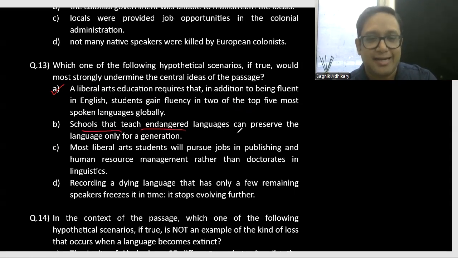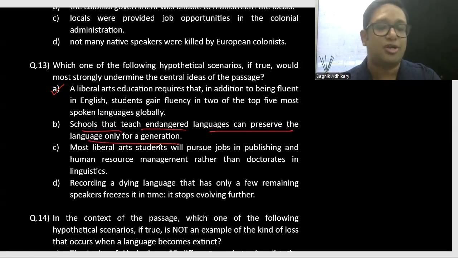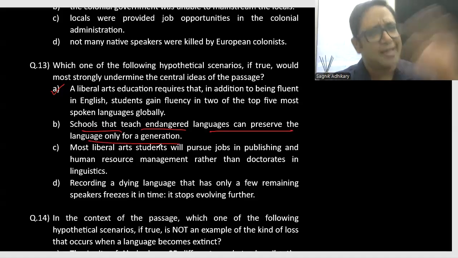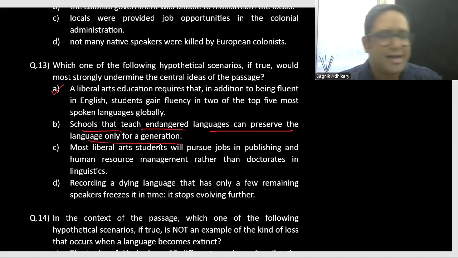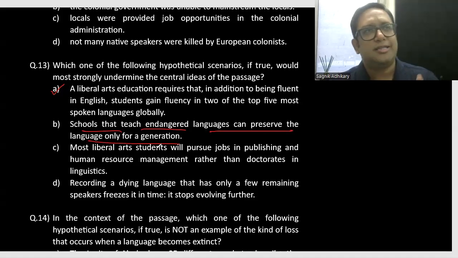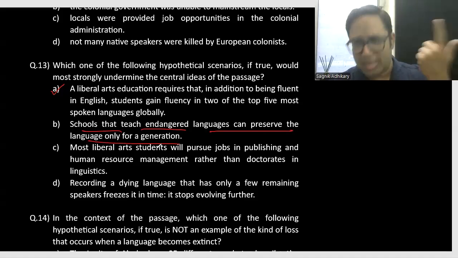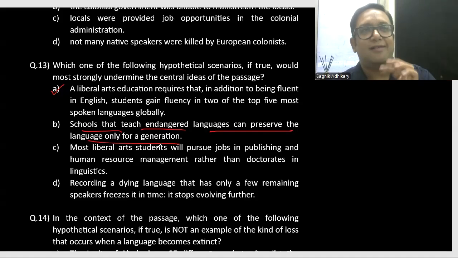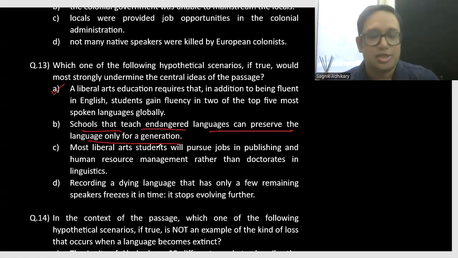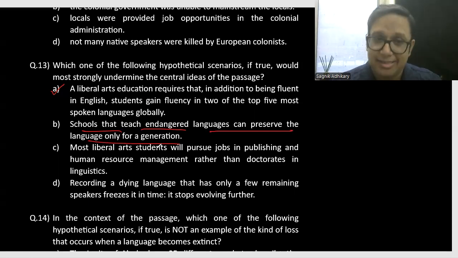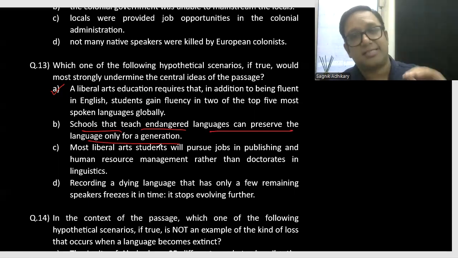B: Schools that teach endangered languages can preserve the language only for a generation. This is not necessarily against the idea given in the passage. We had a mention of schools, particularly in the Navajo Inuit community, given in the last paragraph, where these schools have started to teach using their native language as a language of teaching, as a mode of teaching. In that, the number of speakers of these languages has increased. But that said, we don't know if this practice would continue beyond one generation.